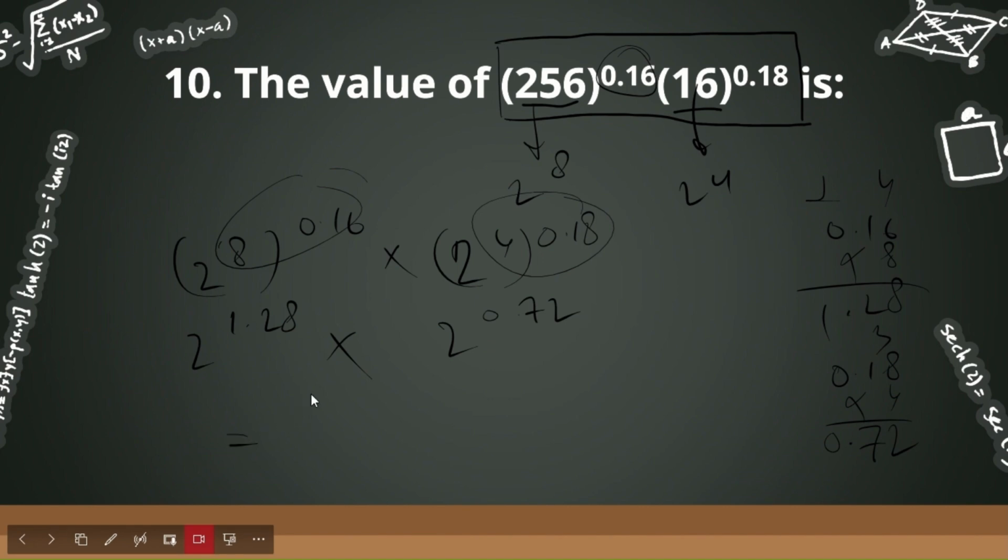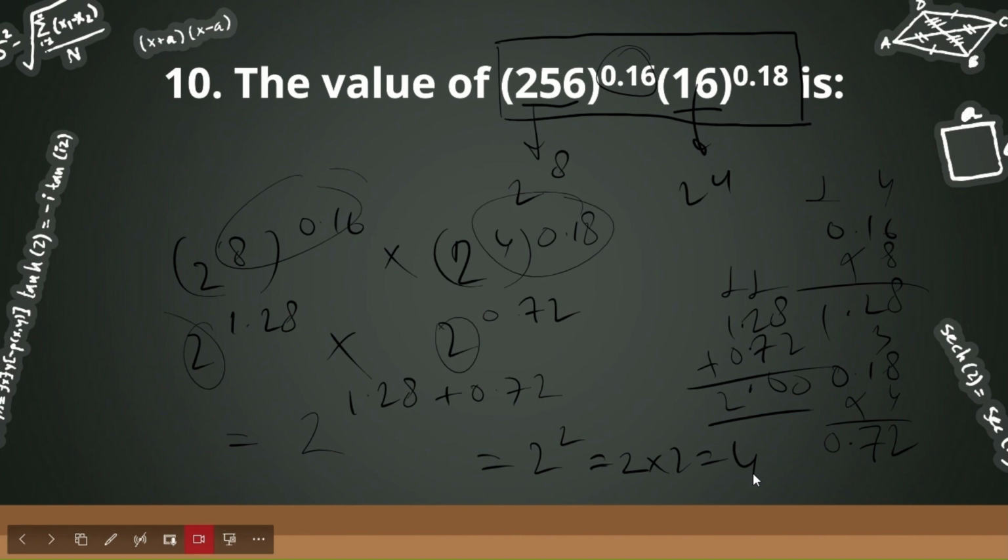Now for multiplication, if the base number is the same, it's 2 here, so the powers are added. So it's 2 to the power 1.28 plus 0.72. What's the sum? 1.28 plus 0.72 is 2. It's basically 2 to the power 2, which is 2 times 2, which is 4. Our answer is 4 for the final question of this video.